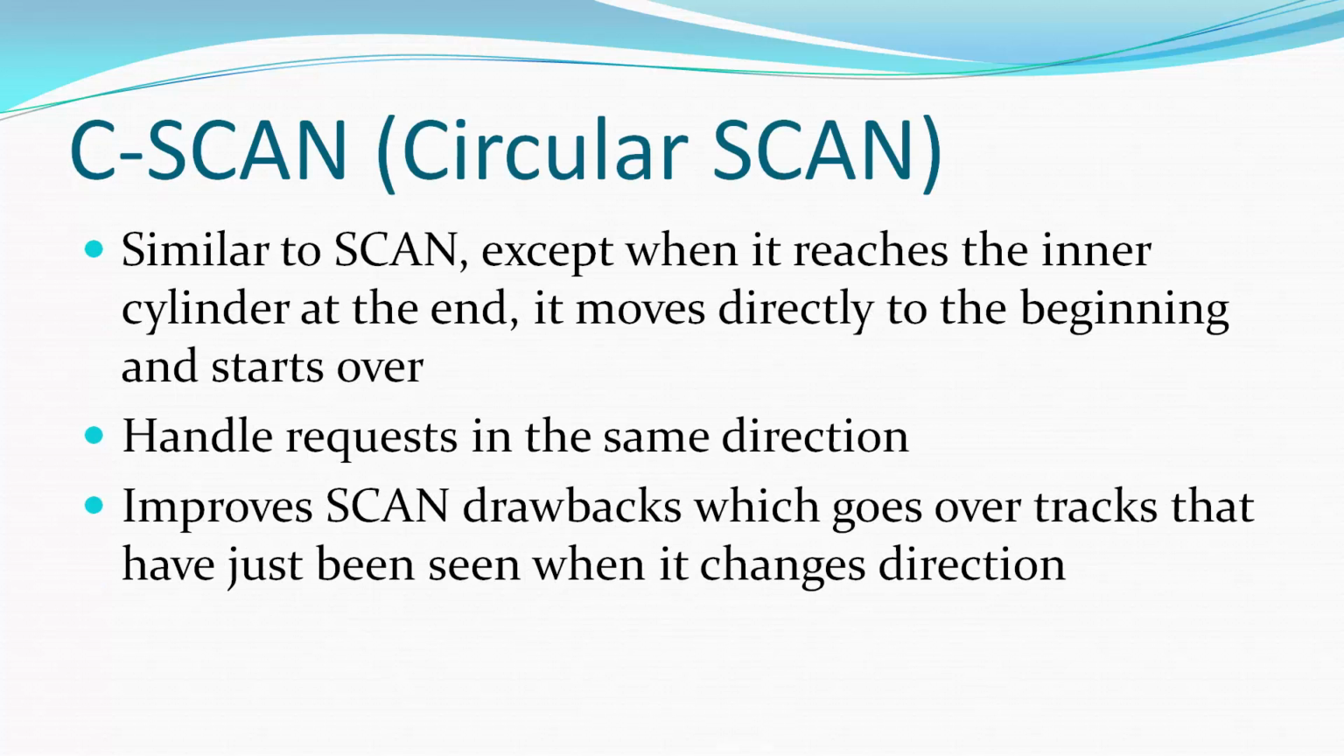And moving on to C-SCAN, which stands for circular scan. This scheduling policy is similar to SCAN, except when it reaches the inner cylinder at the end, it moves directly to the beginning and starts over. So this one handles requests in the same direction, and this scheduling policy, C-SCAN, improves SCAN's drawback, which goes over tracks that have just been seen when it changes direction.